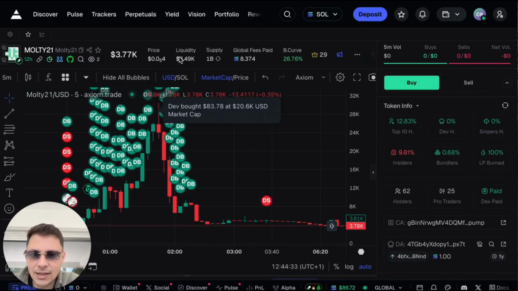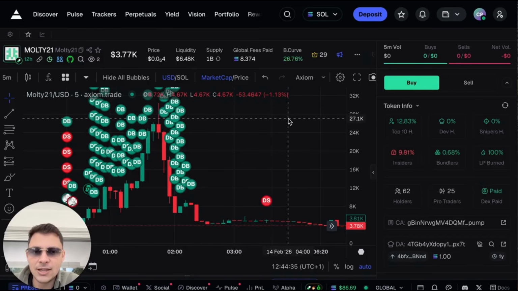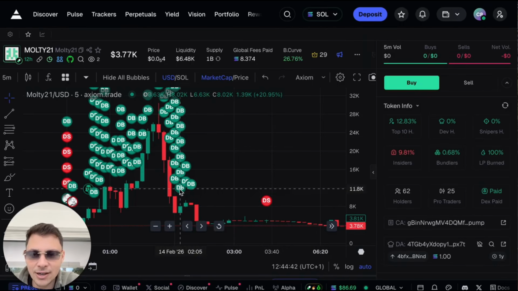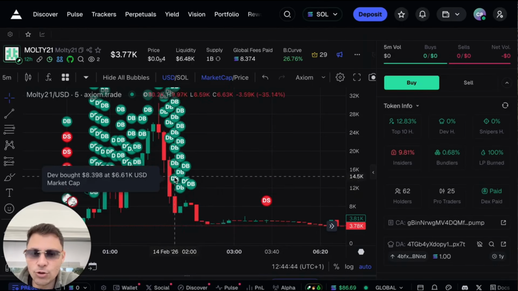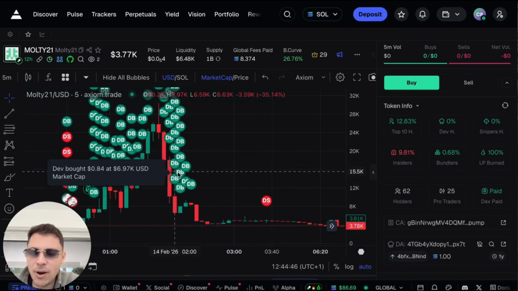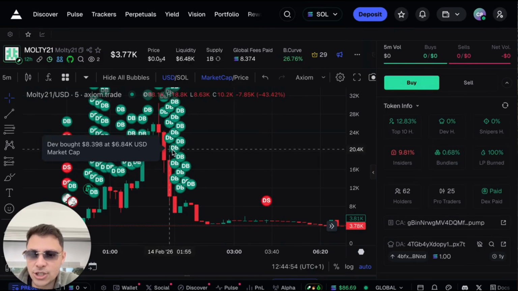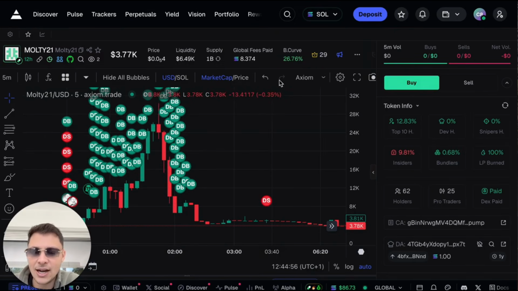But in reality, ladies and gentlemen, this statement, if you look deeper into it, is a bit funny and ironic, in the sense that if you look at the dev buys, a lot of them are like 84 cents. I mean, there are some bigger ones, like $8, but a lot of them are literally just in the cents. So although it's going down, it looks like the dev is restoring a lot of confidence.